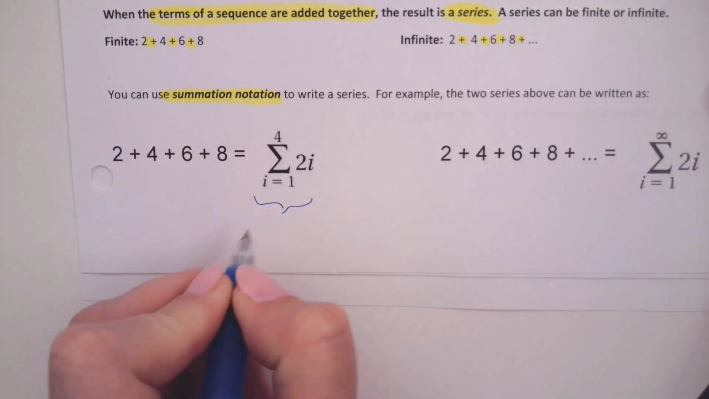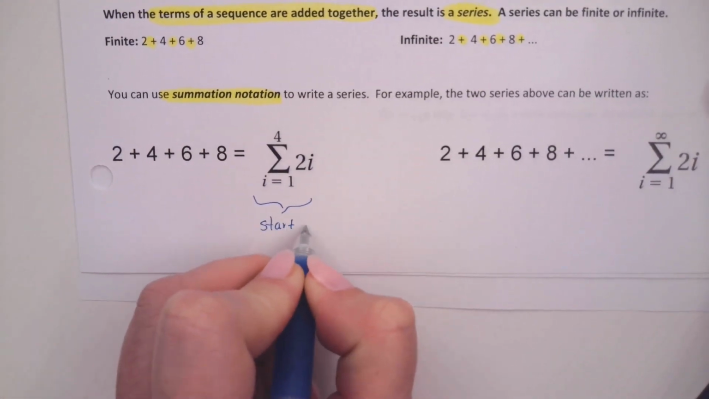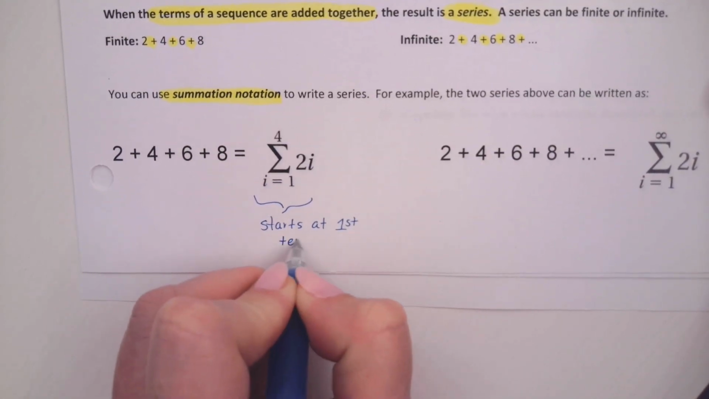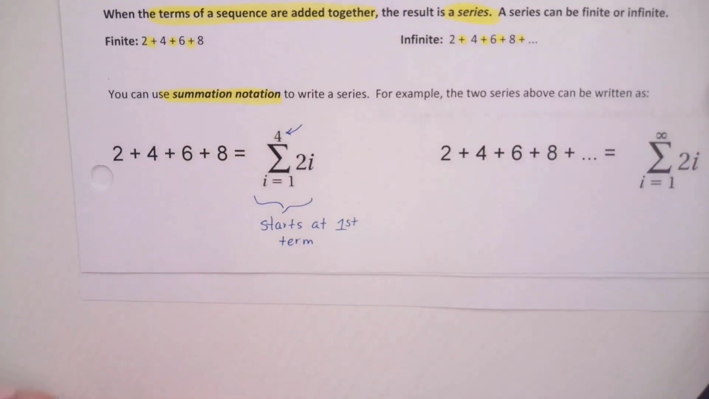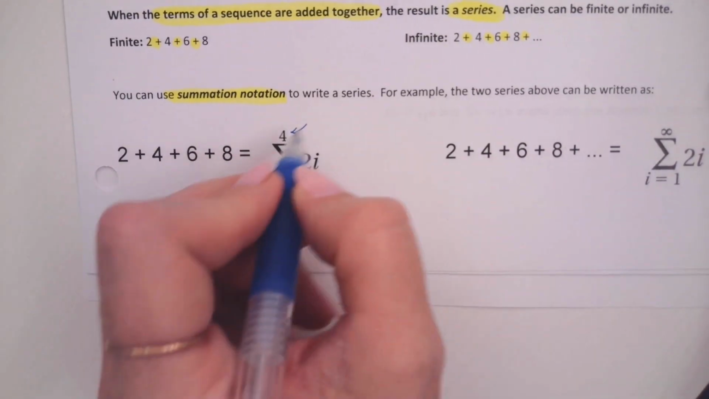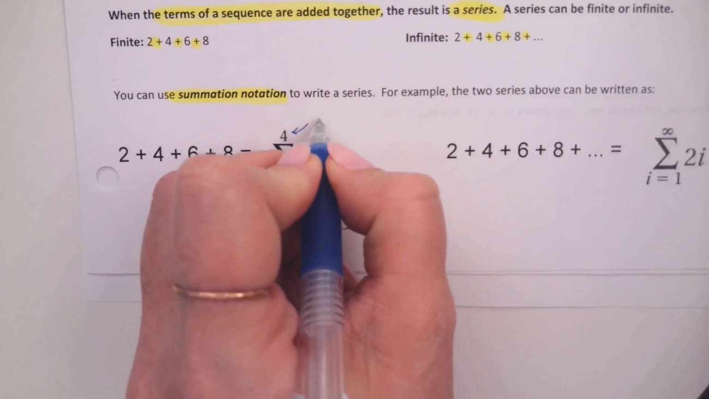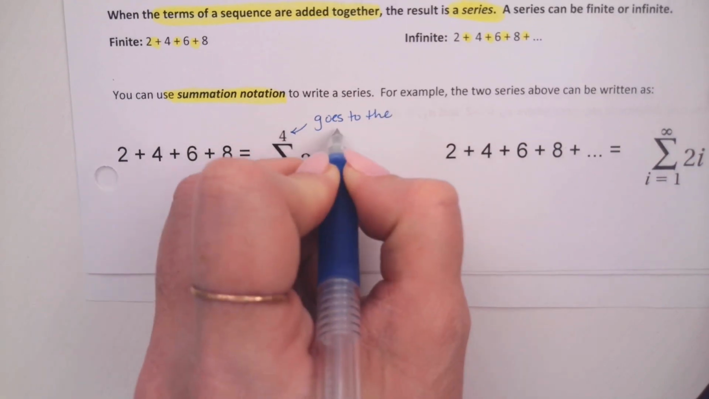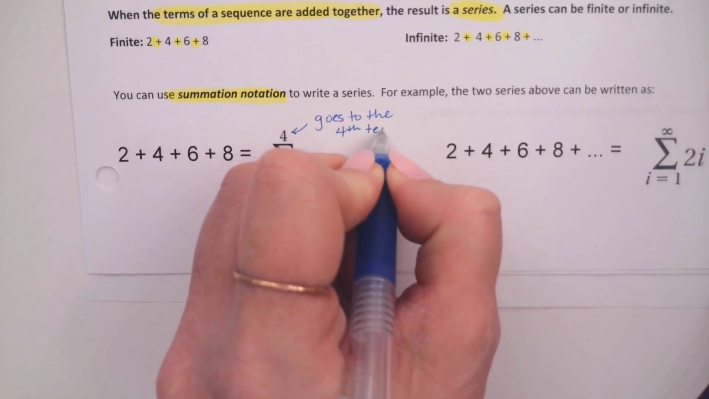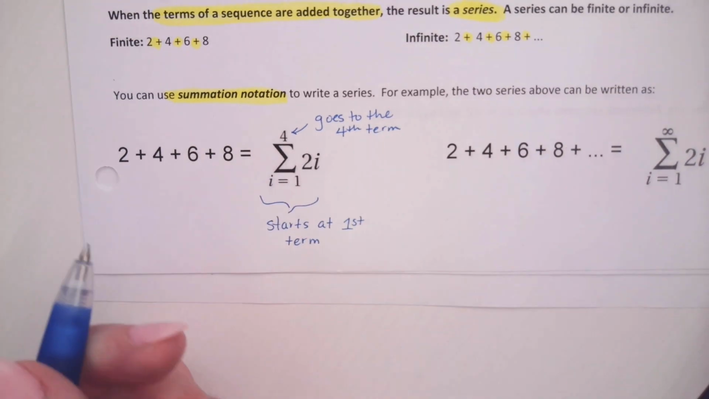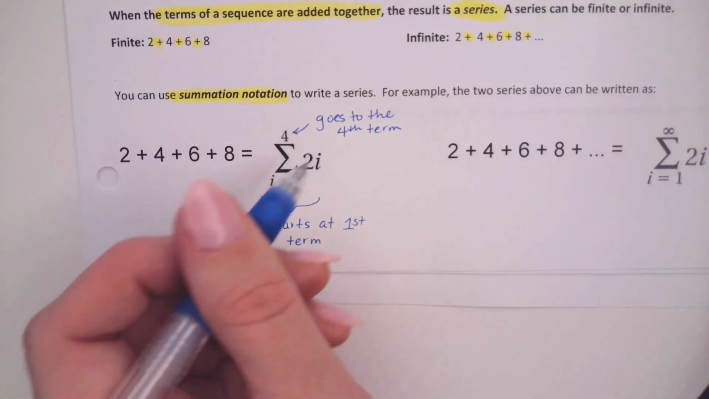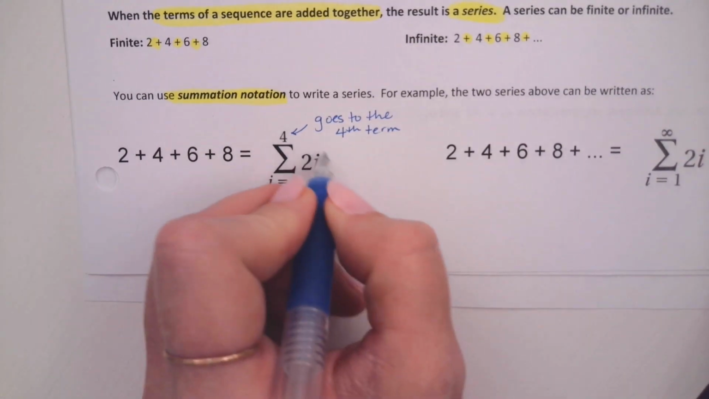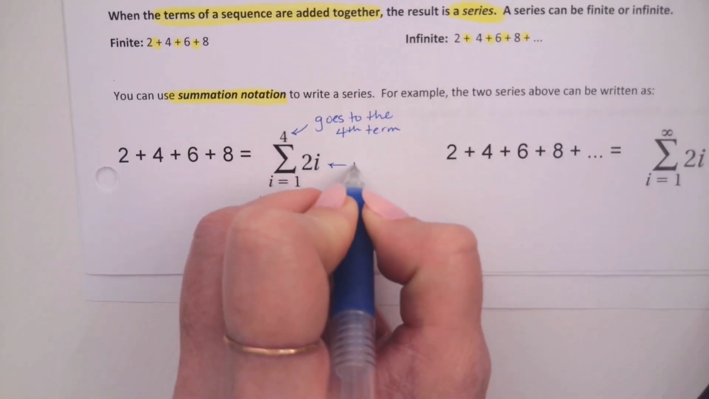So this means it starts at the first term. The number up top is the term you're going to stop with the adding, so it stops at the fourth term. And then right here is the sequence rule. Again, the letters they use, they switch it up a lot. I've seen i's, n's, u's. The letter really doesn't matter, but it's telling you this is the sequence rule that it's following.